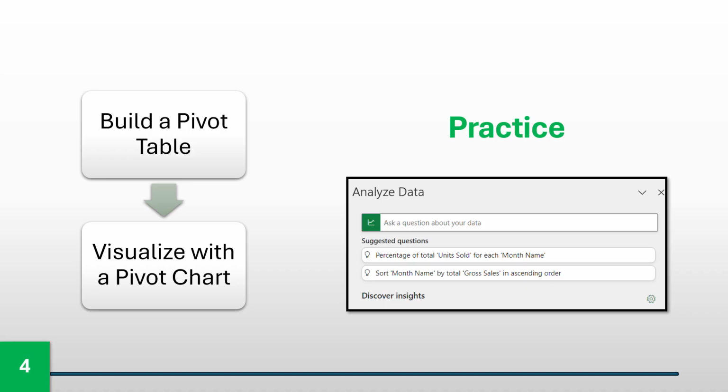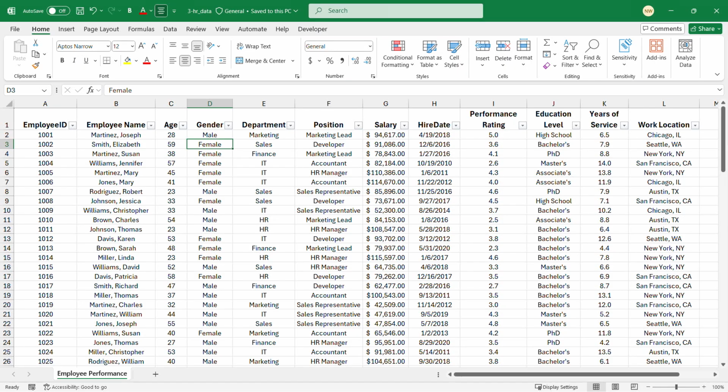In the last segment, we're able to practice by building a pivot table and creating a visual in the form of a pivot chart as well. So feel free to go ahead and practice. We do have another file in here. So I have a file called number 3, which is some HR data. So feel free to take a look at that data set.